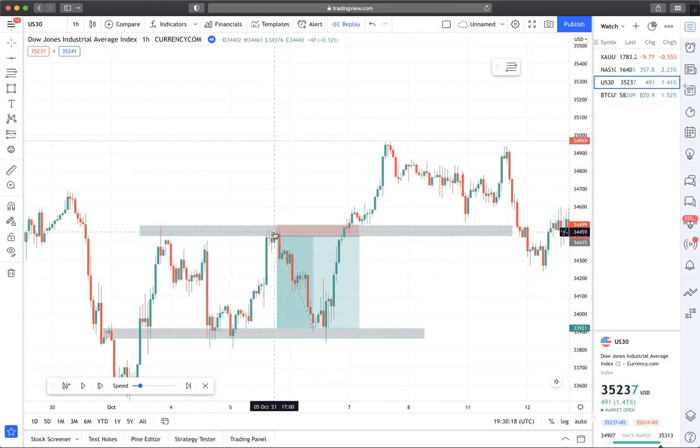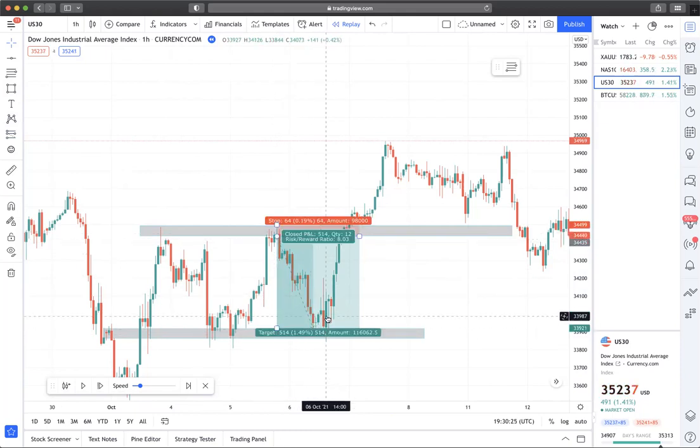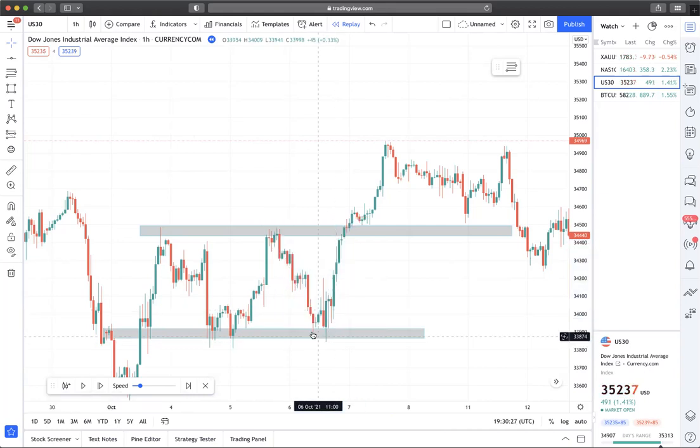wick rejections, 3-point touches. You could say that as 3-point touches as well, and rode it back down to the level of support. Now, when we're at the level of support, I did not get in.